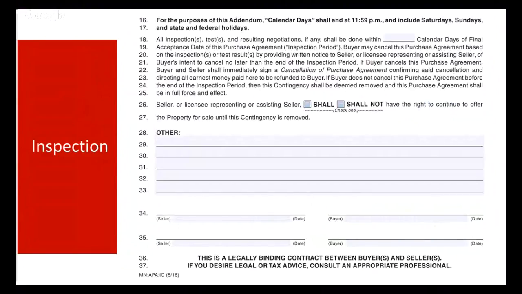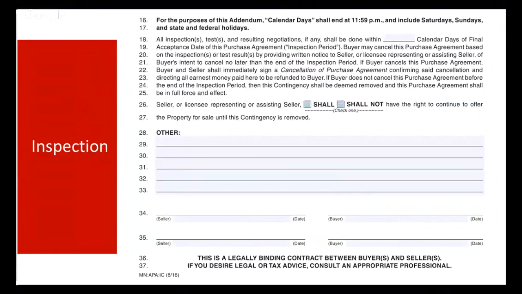All inspections, tests, and resulting negotiations, if any, shall be done within blank. You get to input the number of days that you want right here. We'll typically do anywhere from 7 to 10. That gives you enough time to get somebody out there and do some of the negotiations. If you're going to err on the side of a good number, I'd maybe pick 10, right?